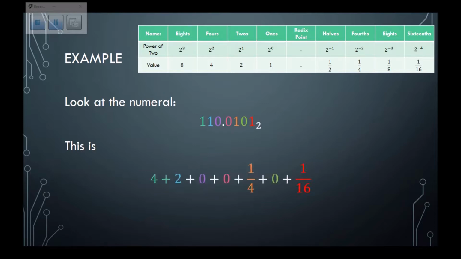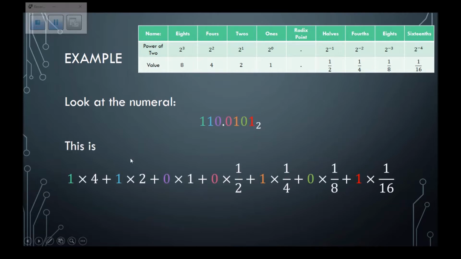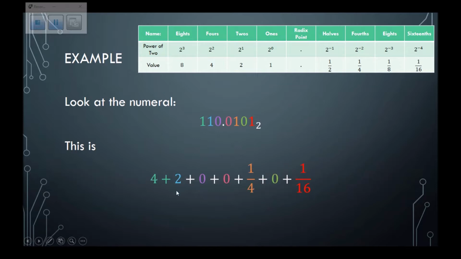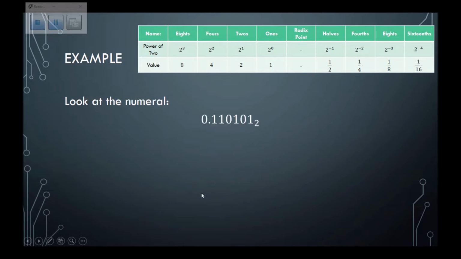Okay, so to do this conversion, all I need to do is figure out what each of these places is, and then add together the ones with the ones. Right? We've got a 4, a 2, a quarter, and a 16th. 4 plus 2 plus 1/4 plus 1/16 is 6 and 5/16ths. Okay, let's look at another one.